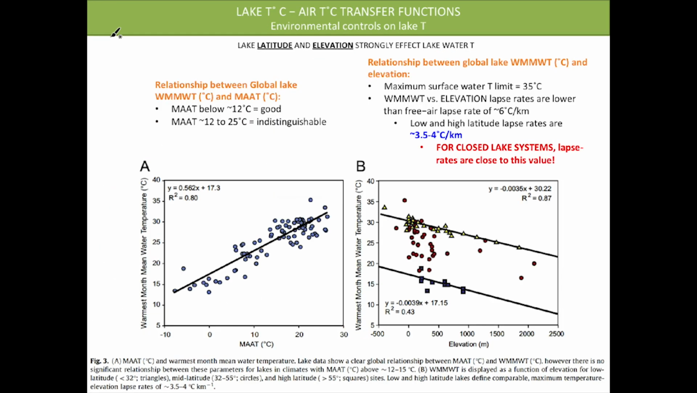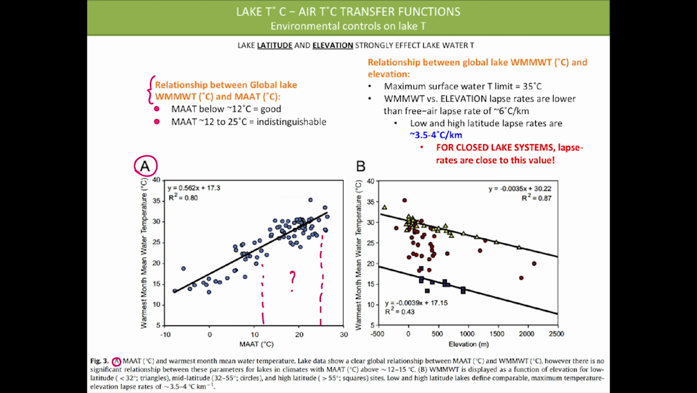Another important observation from the paper is that there is a clear relationship between global lake warmest month mean water temperature and mean annual air temperature, only for mean annual air temperatures below around 12 degrees C, as shown here by this figure. So, if carbonates form only during peak summer temperatures, proxy records cannot distinguish between climates with mean annual air temperatures of around 12 degrees C and around 25 degrees C.